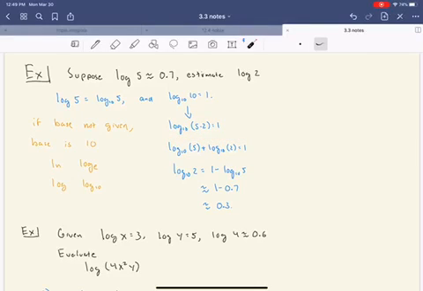Now, we know log base 10 of 5. Log base 10 of 5, we've assumed, or we're given that it's 0.7. So, I did it one way here, but I could have just said 0.7 plus log base 10 of 2 equals 1. So log base 10 of 2 equals 1 minus 0.7. And we get log base 10 of 2 is approximately 0.3. Okay, next example.